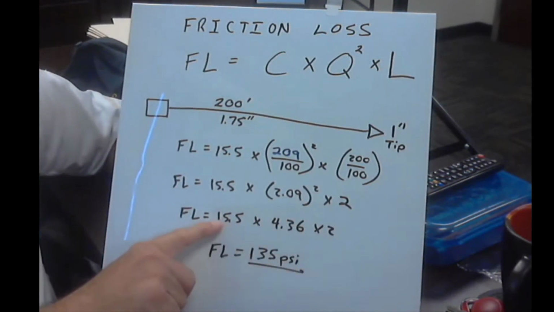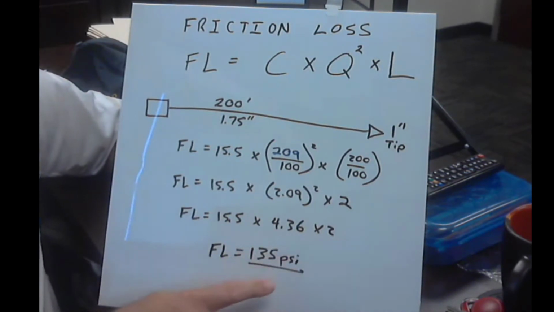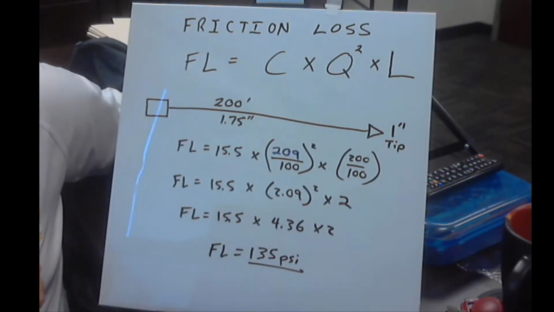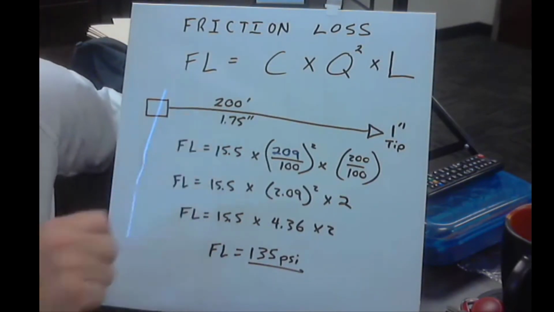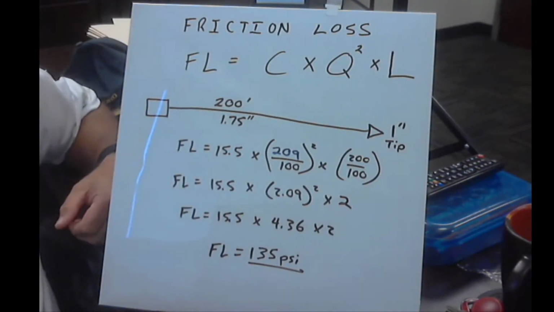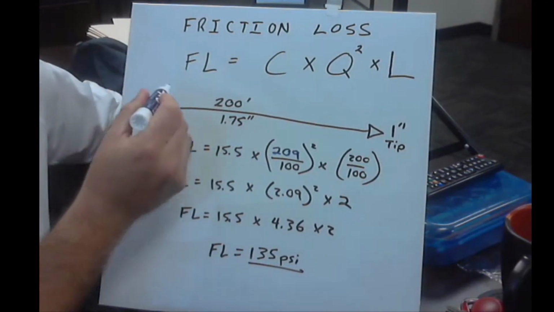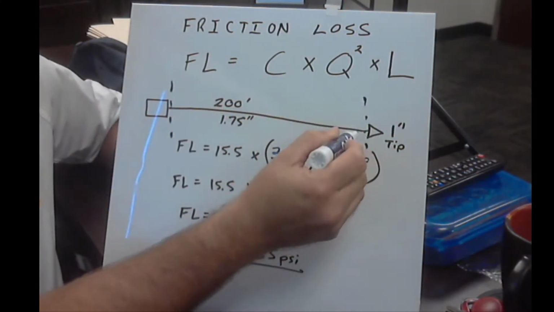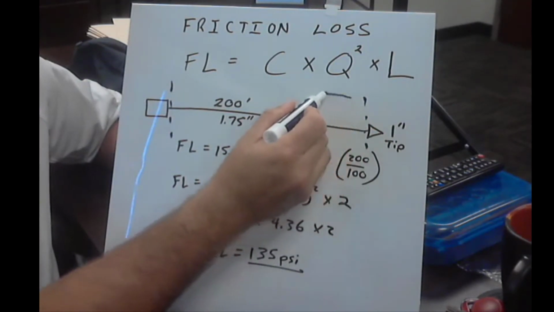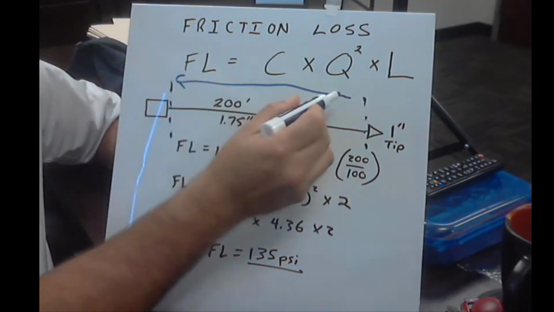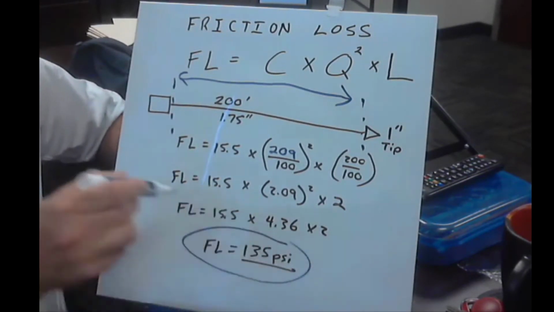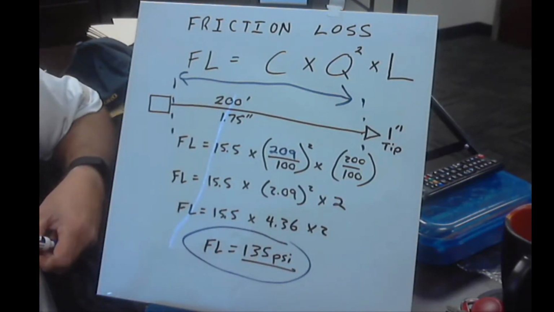We simply run the calculation on our calculator, and it comes out to be 135 psi to drive the line all the way up into the nozzle. So the friction loss to move water through this hose is going to be approximately 135 psi.